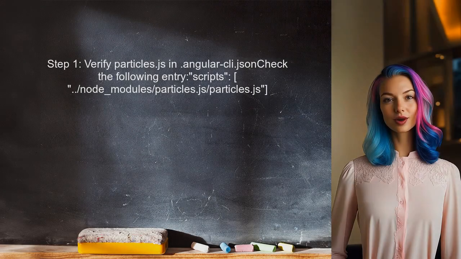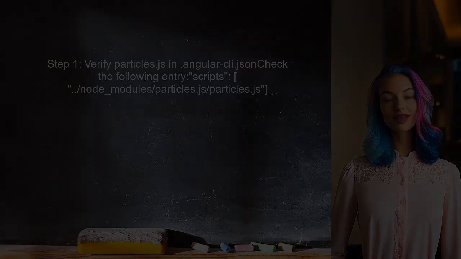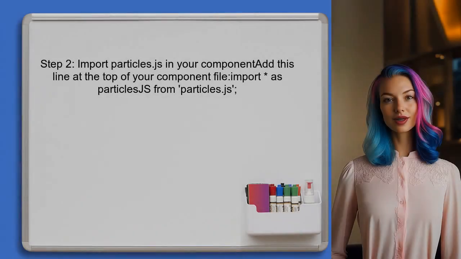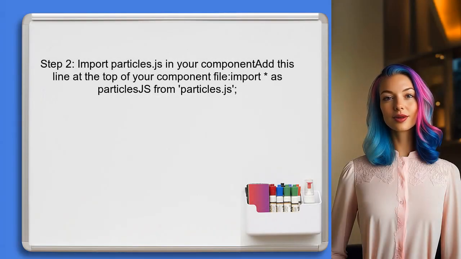To begin integrating particles.js into the Angular application, the user should ensure that the particles.js library is correctly added to the project. This involves checking the angular.json file to confirm that the script path is accurate. Next, the user needs to import particles.js into their component file. This is done by adding an import statement at the top of the component where particles.js will be used.